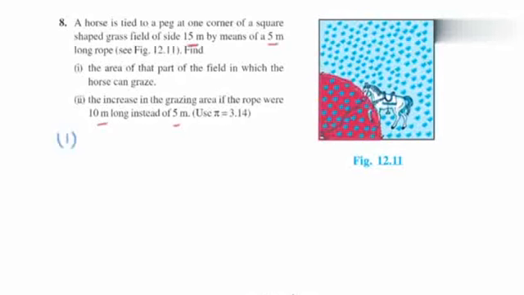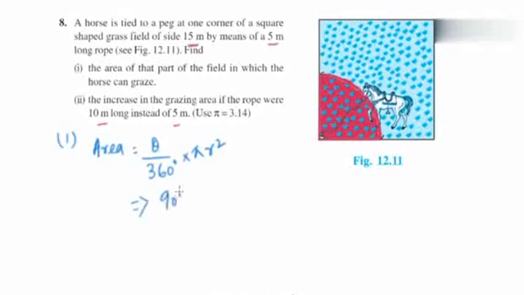So this is the area which the horse can graze, which is basically a quadrant of a circle because this angle is 90 degree as this is a square. So let's find the area of the part of the field which the horse can graze. We know the formula theta divided by 360 degree multiplied by pi r square. We know the angle is 90 degree as it is a square.